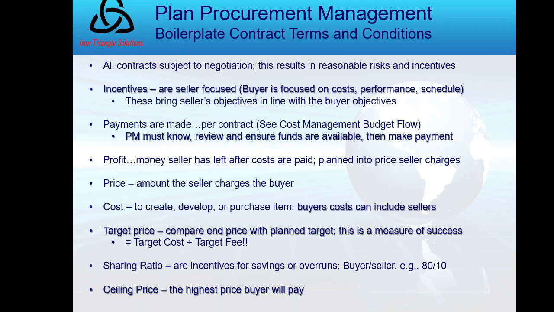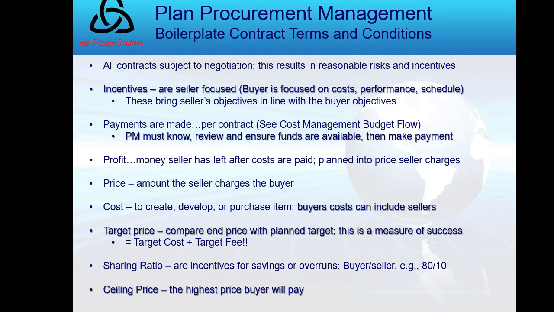So incentives, I never really thought about it, but they are seller focused, where you, the buyer, are going to focus on what? Cost, performance, and schedule. What does that sound like? The performance measurement baseline. Yes, that's where you're making trade-offs to make your project work. In the iron triangle, you have cost, performance or requirements, and schedule. So that makes sense.